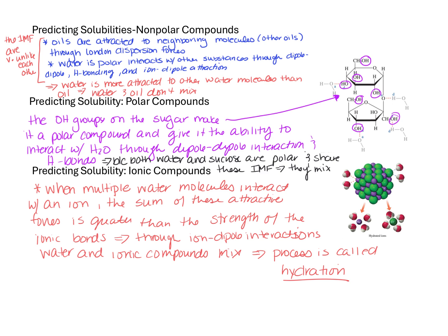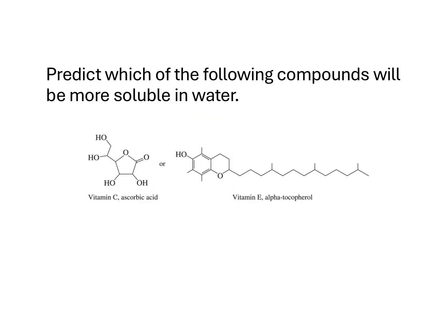Okay, so I want us to do an example. Predict which of the following compounds will be more soluble in water. We have vitamin C, which is also known as ascorbic acid, and vitamin E here. Both of these are found in cosmetics, in different cosmetics, depending on what the different outcome is hopeful there.